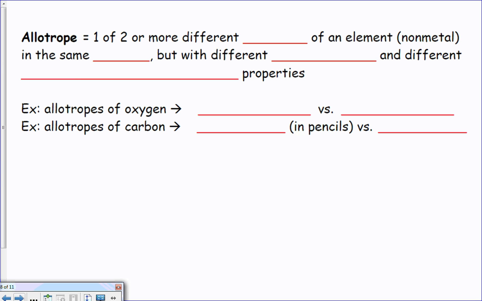Allotrope. This one is on the test every year. One of two or more different forms of an element in the same phase, but with different formulas or physical structures. It gives us physical and chemical differences. So carbon is the one that's always given to us, so I'm going to do that one first.